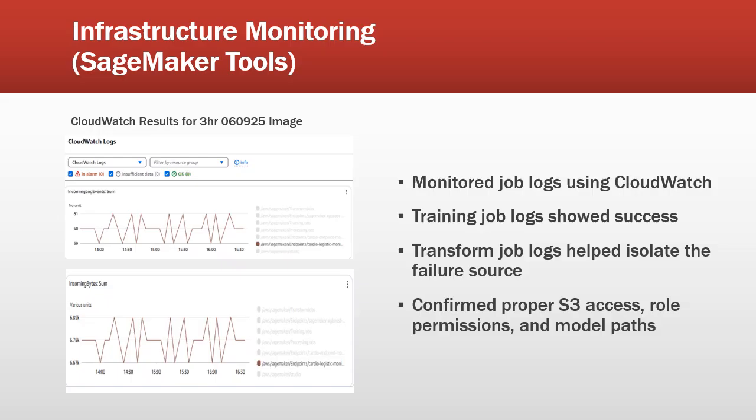Here, we confirmed that our training jobs ran successfully, while transform jobs revealed failures tied to container health. The logs helped isolate issues such as missing endpoints or container response failures, reinforcing the need for observability in ML pipelines.